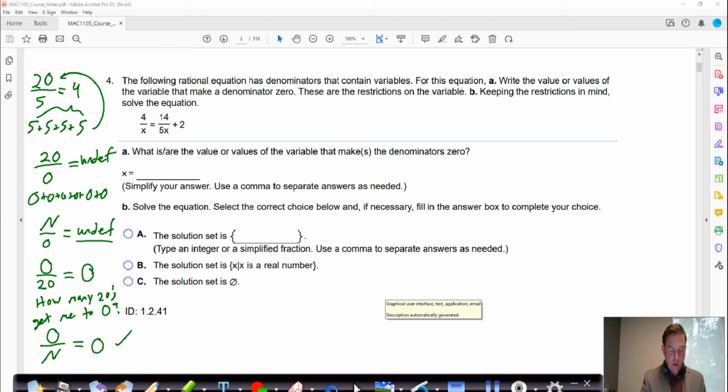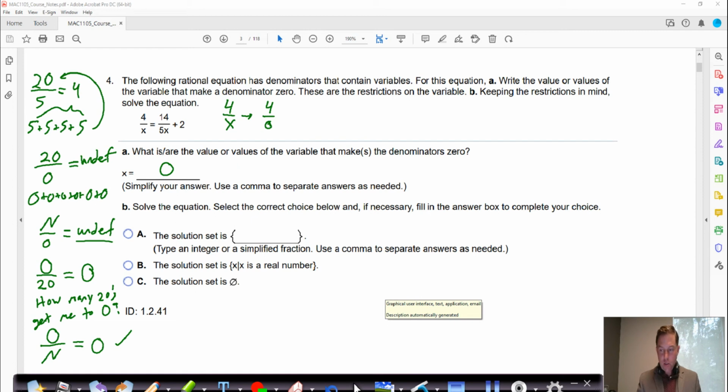So when we look at this problem, we're going to look at any fraction in it. So I have 4 over x. What we don't want is 4 over 0 because of my argument back here. That's undefined. So what value of x would make this 0? Well, the answer is staring right at you. Just match it up: if x is 0.